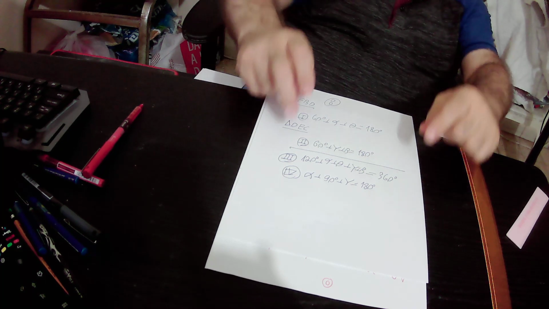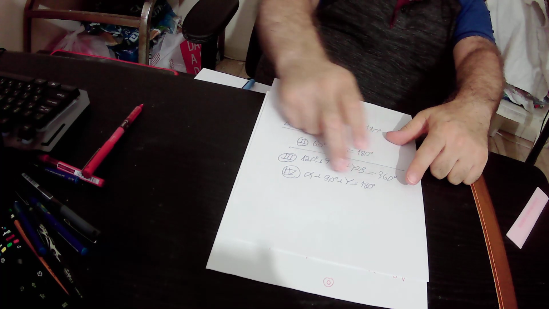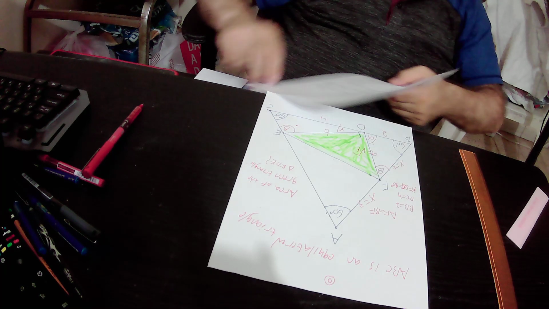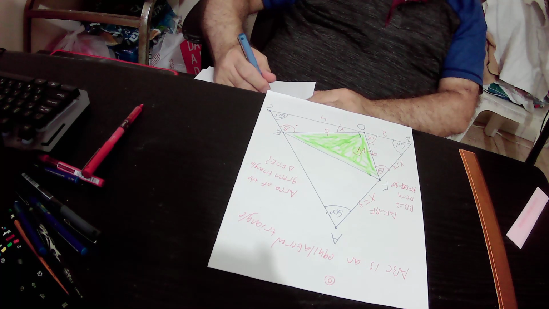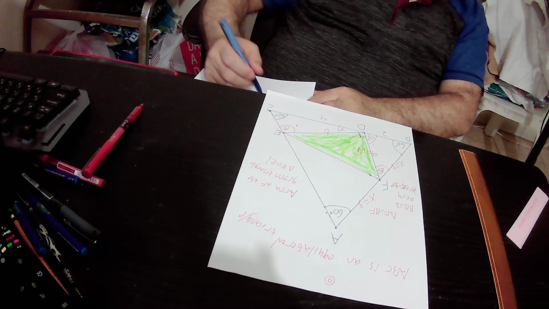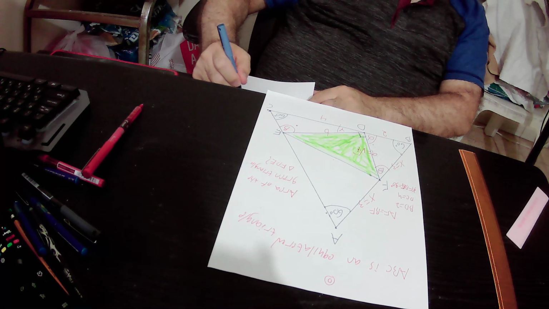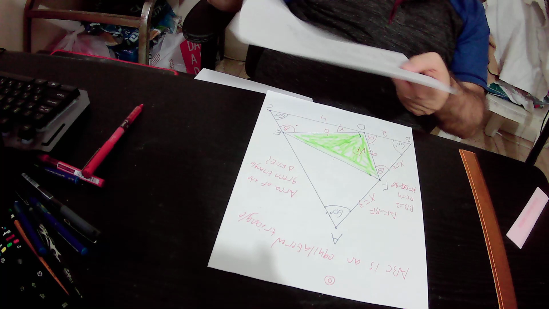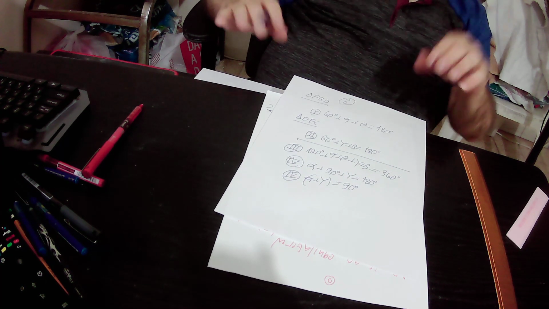Okay, here we can subtract 90 degrees from equation number 4, and we will get that alpha plus gamma equals 90 degrees. So according to equation number 4, alpha plus gamma equals 90 degrees.